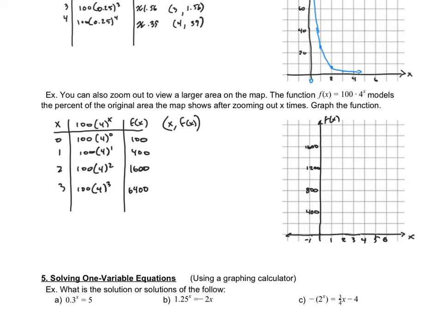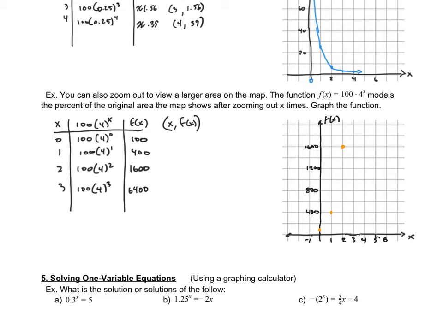All right, so as I have calculated my points, I'll go ahead and graph them. I have 0, 100, which is approximately right there. I have 1, 400. I have 2, 1,600. And then something way up top there. So go ahead and connect my points with a smooth curve. And there you go. That's my exponential function.